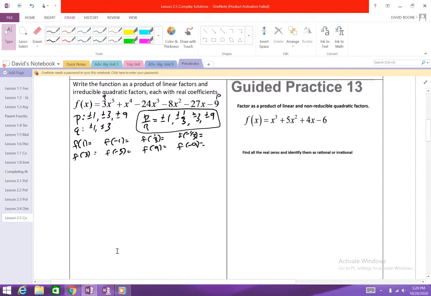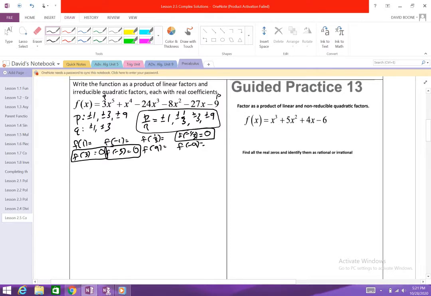So if I go back, again, this -3, when I put the -3 in, I would have gotten 0 for that. When I put the -1/3 in, I would have gotten 0 for that one. And when I put 3 in, I would have gotten 0 for that. So those are my rational solutions: the one here, the one here, and the one here.